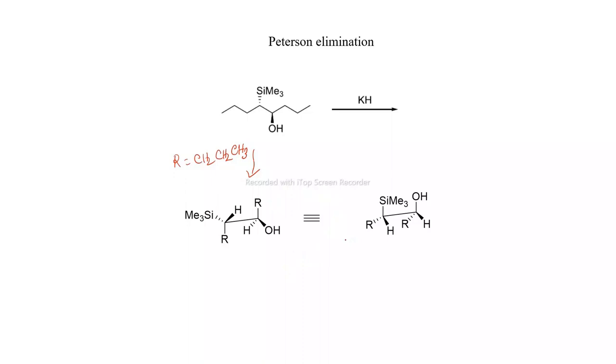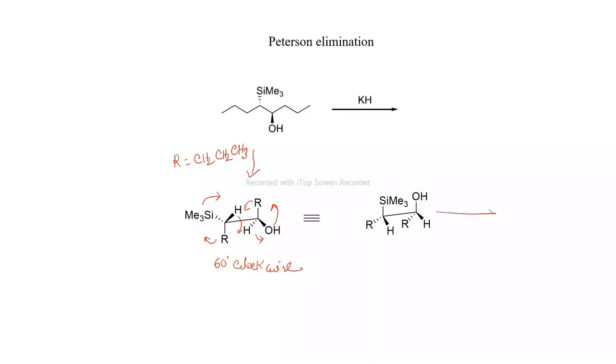That's why we have to make the silicon center and the oxygen center in the same plane. For that, we have to rotate this bond 60 degrees in the clockwise direction. Then we'll get this particular form. And if we rotate this bond in the anti-clockwise direction, again 60 degrees, then we'll get this.